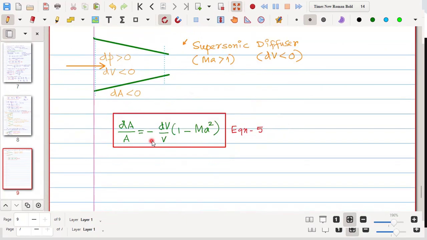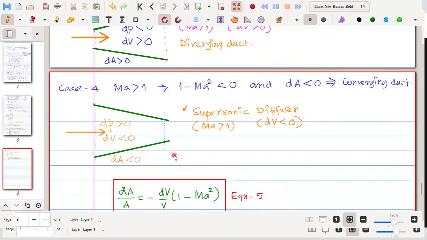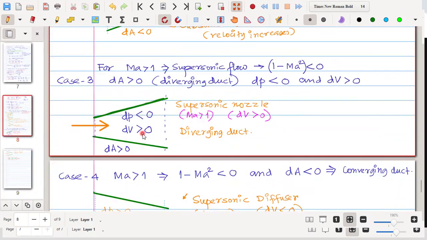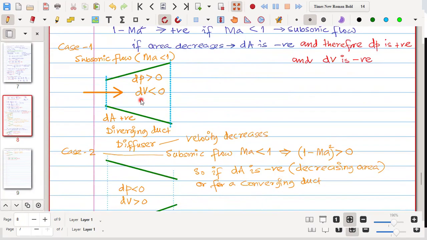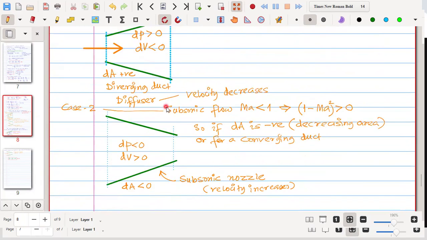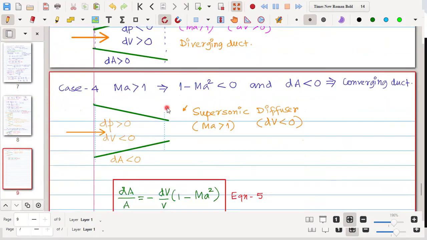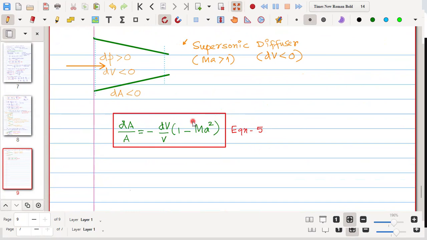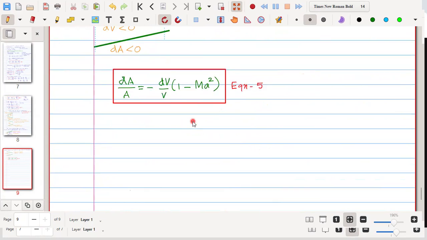And finally, we have got a one-to-one relation between area variation and velocity variation, which you can study and confirm the cases, the variations or the relation between the area and the velocity. Clear? Okay, please take notes also.